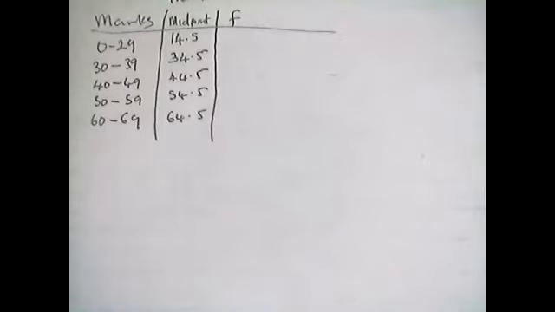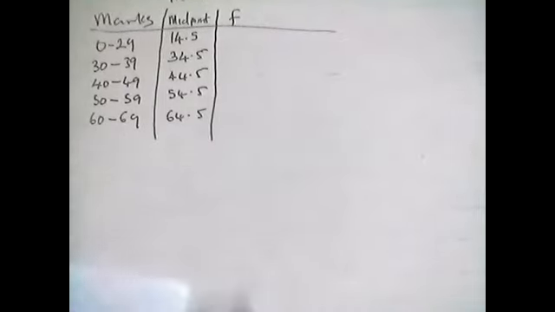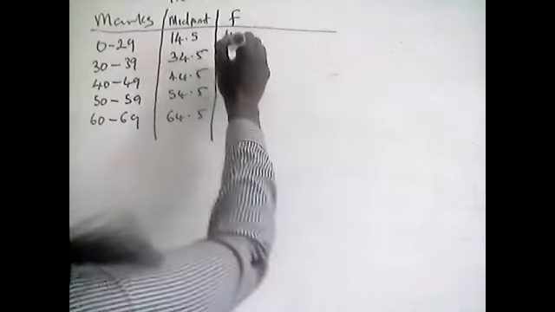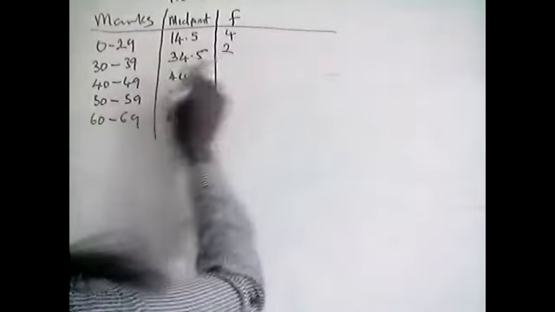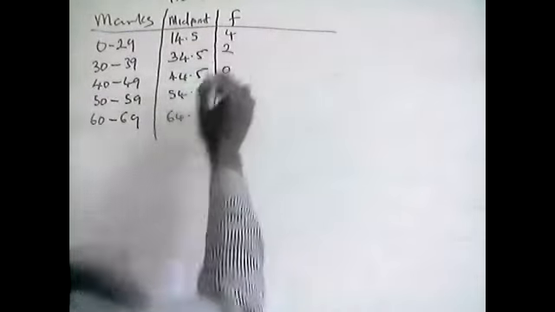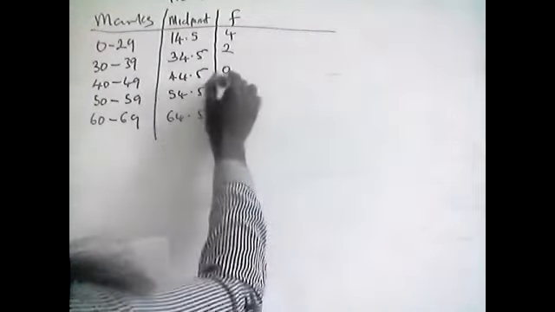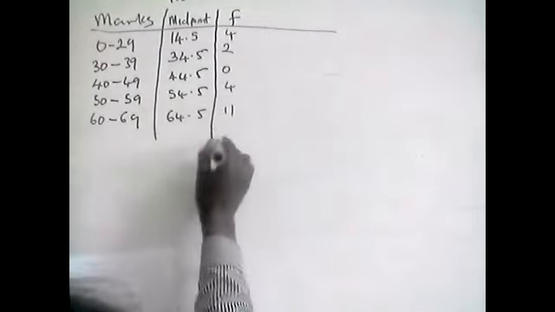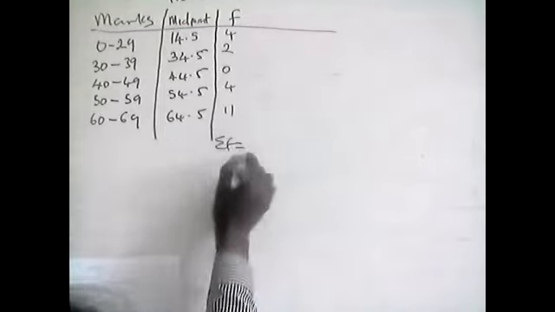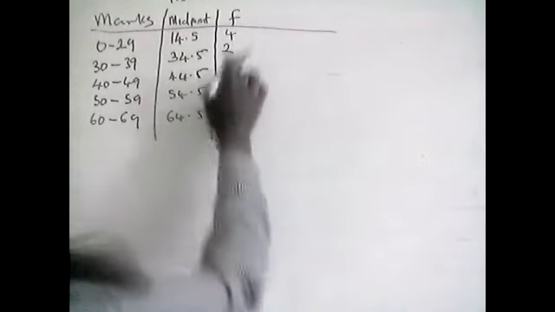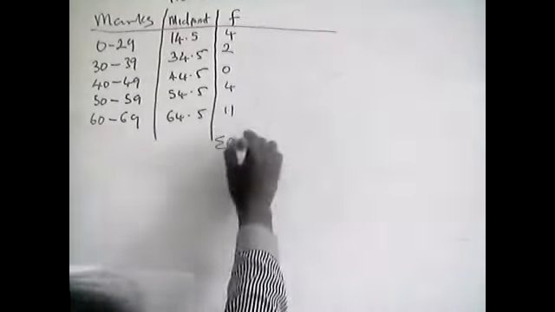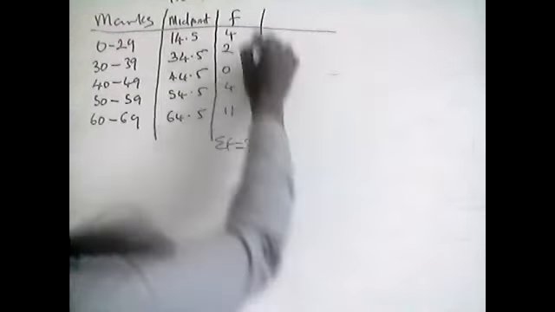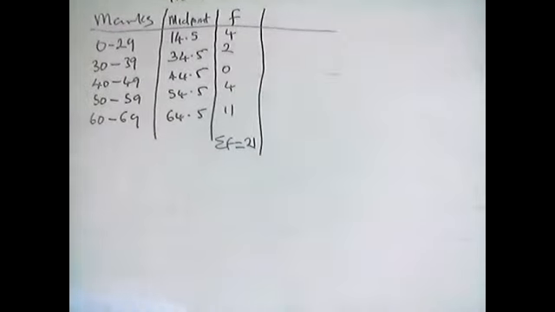So our frequency we have for group A, it's 4, 2. This part here is a gap, so it's 0. And then this is 4, and then 11. Summation of F here, 6, 10, 21. 21.